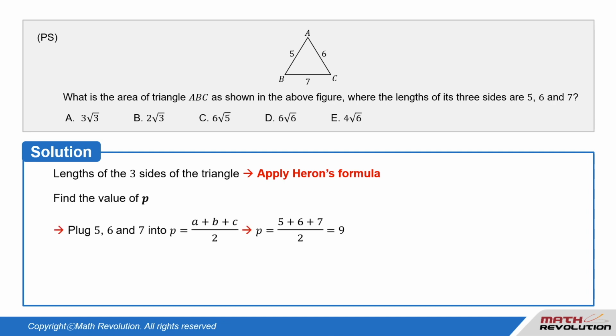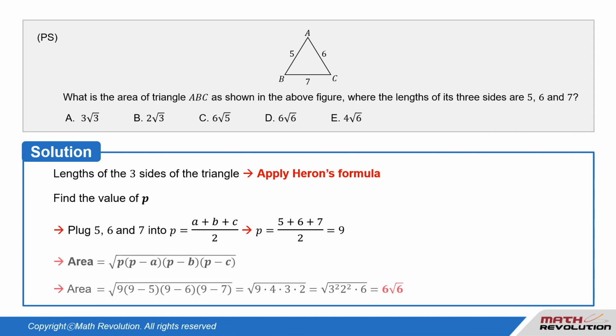If we plug 5, 6, and 7 into P equals (A plus B plus C) over 2, we get P equals (5 plus 6 plus 7) over 2 equals 9. We now have all the required information to calculate the area. Area equals the square root of P times (P minus A) times (P minus B) times (P minus C).